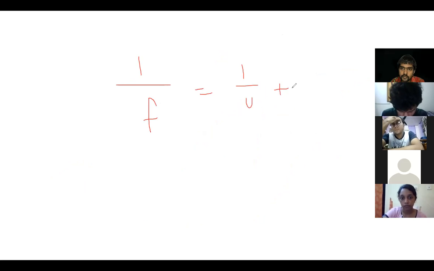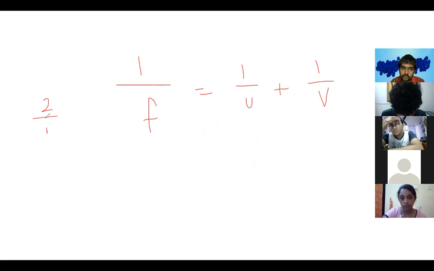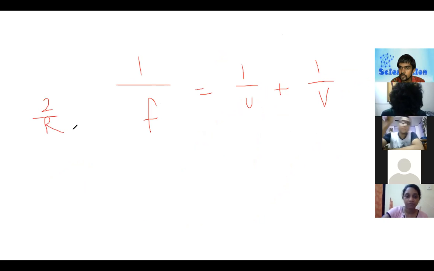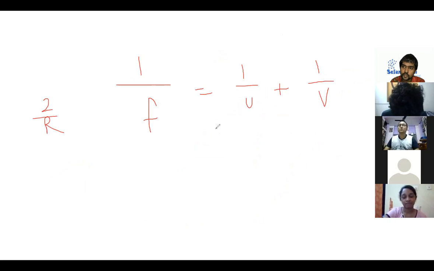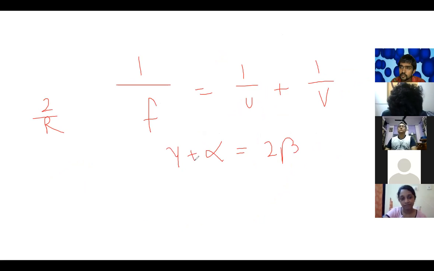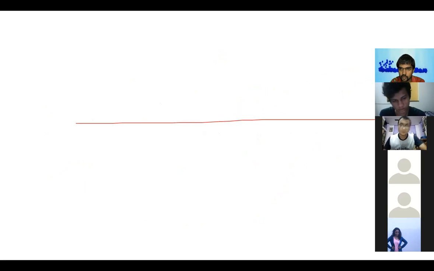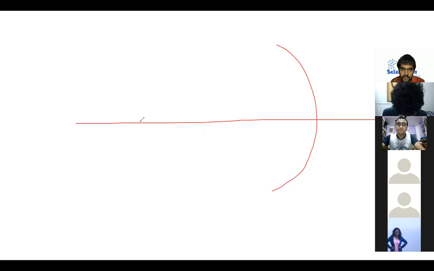So from this we got that 1 by f is equal to 1 by u plus 1 by v. This 1 by f is nothing but 2 by R, no? So from where did we get this? We got this from the observation that the angles alpha, beta and gamma are in arithmetic progression.